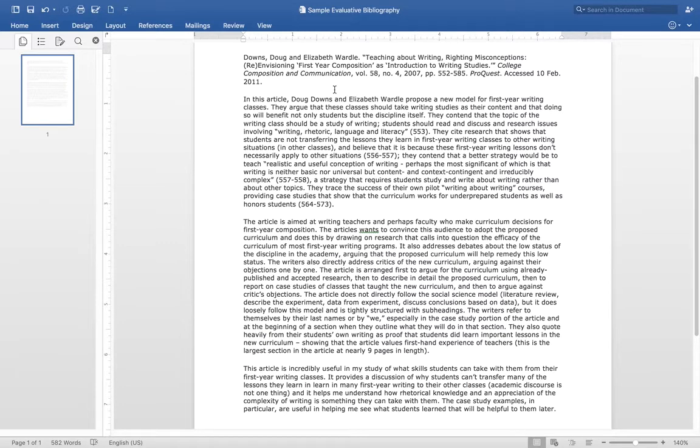So after you have done your works cited entry, your bibliographic entry here, you'll want to write 3 paragraphs: 1, 2, and 3. In each of your paragraphs, you're going to be doing something different. In the first paragraph, you're giving me basically a summary, a very condensed summary.